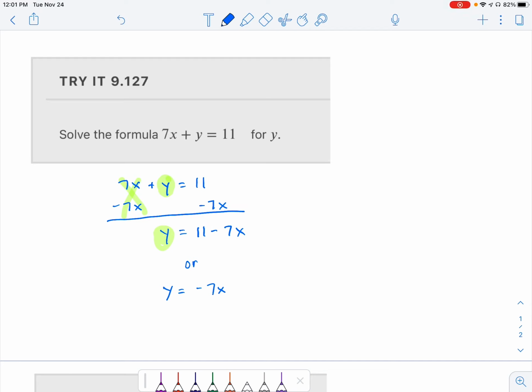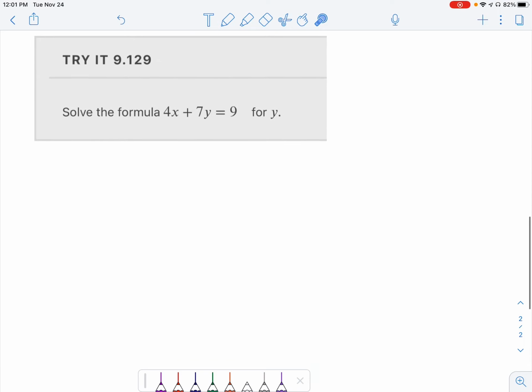And then the 11 is positive, so I'm going to put plus positive 11. Okay, and now I'm done, because again, I got the y by itself. I know what y is equal to. Y is equal to negative 7x plus 11. And now this is an equation that I could enter into a graphing calculator or a spreadsheet or some other program. Okay, we're going to do one more example, very much like this one, but with an additional step.